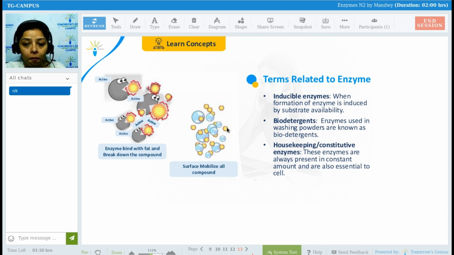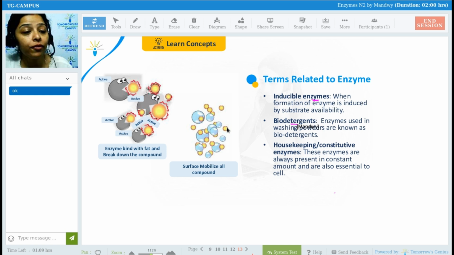Inducible enzyme. An inducible enzyme is one that gets formed only by the induction of the substrate. If the substrate is available, then only the enzyme will form. Then this type of enzyme is called an inducible enzyme. It means the enzyme requires something which induces, helps or motivates it to get formed. Are you getting me?